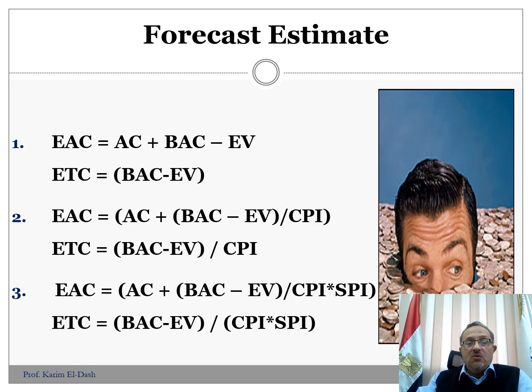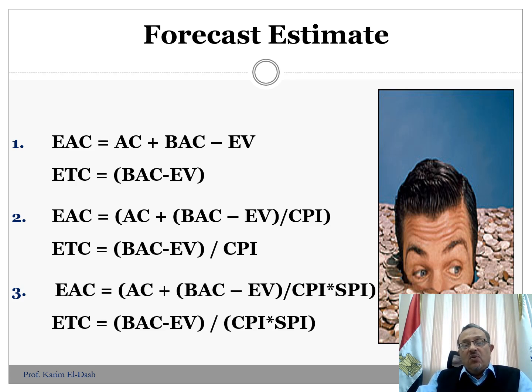The estimate to complete, which is the money required to cover the cost from now up to the end of the project, in this scenario will be the original budget minus the earned value. So it depends if we are going to overrun or underrun with the project. The second scenario is that the estimate at completion equals the actual cost plus the budget minus earned value, and the budget minus earned value, which is the remaining work, is divided by the cost performance index.